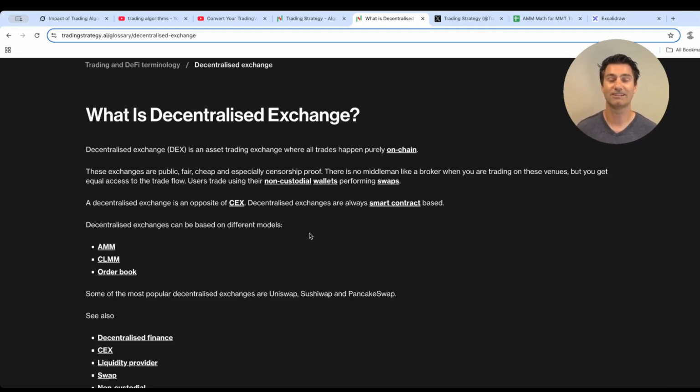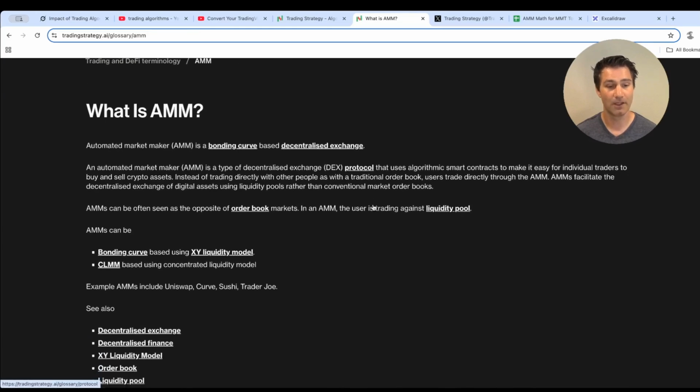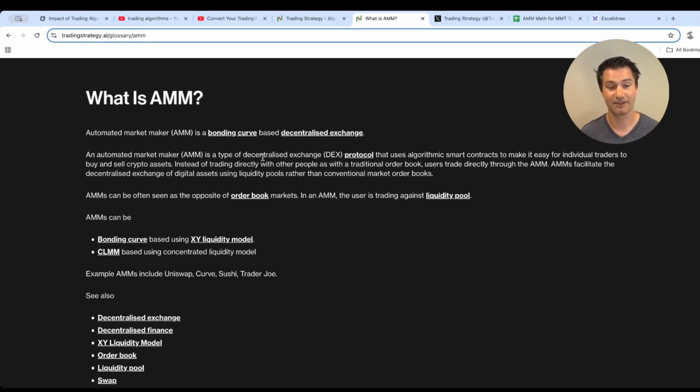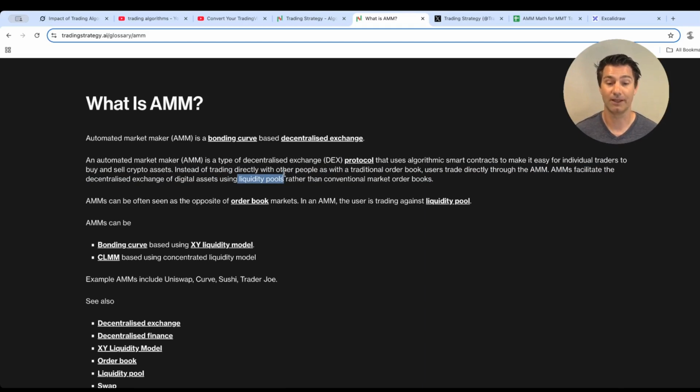The way that this is facilitated is something called a liquidity pool. An automated market maker is a bonding curve based decentralized exchange. It's a type of decentralized exchange protocol that uses algorithmic smart contracts to make it easy for individual traders to buy and sell crypto assets instead of trading directly with other people. Users trade directly through the AMMs, which facilitate the decentralized exchange of digital assets using liquidity pools rather than conventional market order books.